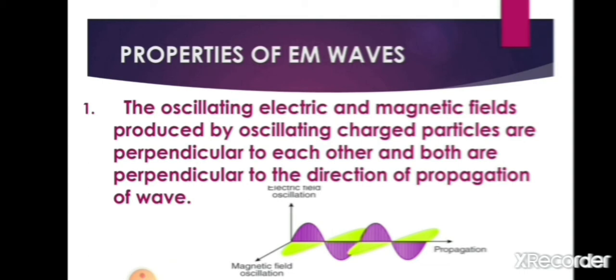Although the electromagnetic waves are complex in nature, there are some properties of electromagnetic waves that we are going to study. First property is the oscillating electric and magnetic fields produced by oscillating charged particles are perpendicular to each other and both are perpendicular to the direction of propagation of the wave.